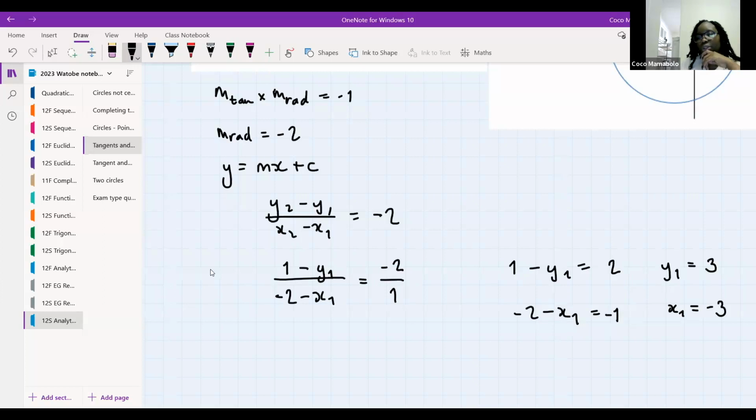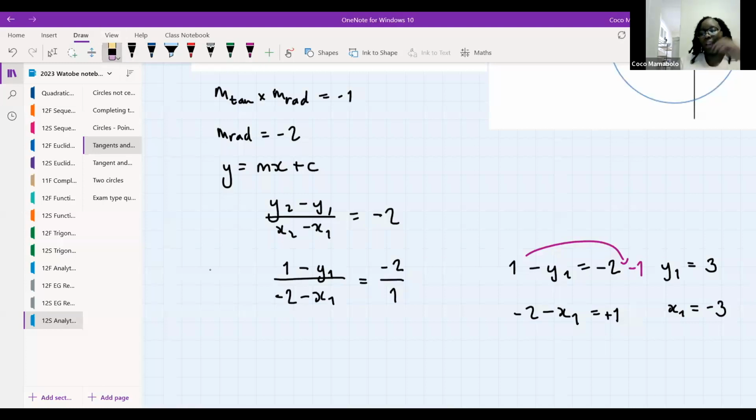Let me just make sure I'm getting this correct. Something doesn't add up over here. Because if this is 2 over here and we send the 1 over, this should have given us a 1, because this would have been 2 minus 1. So our answer over here should have been negative 1. Unless you've swapped around the negative 2 over here and the positive 1 over there, both answers could not be 3 and negative 3.